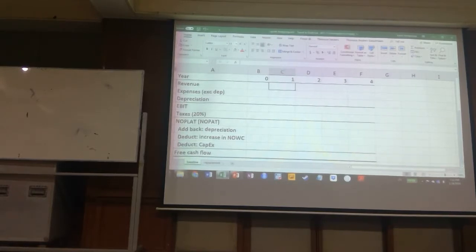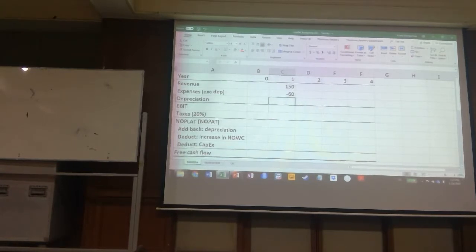Okay, so let's do this line by line. The first line, revenue, 150,000. So I'll cut the 3 zeros out of revenue. Expenses, excluding depreciation, we say is 40%. So let's do 40% multiplied by 150,000. That gives us 60. I'm going to add a minus sign in front to remind ourselves this is an expense.